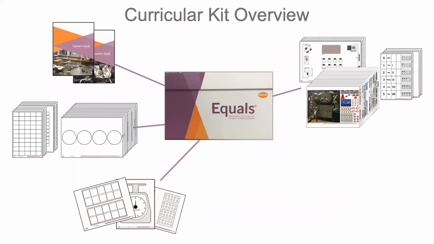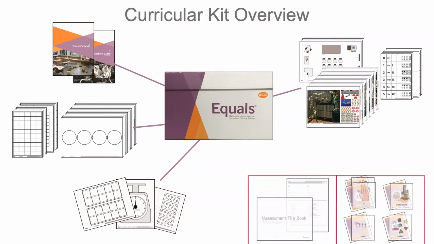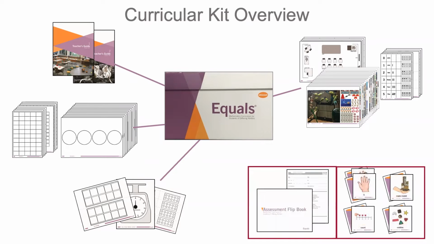The large Equals Content Kit box holds 5 teacher's guides with 2 chapters in each book, and the materials you see here: work mats, student tools, and posters. In addition, there are 2 separate boxes, one housing the Equals assessment and related materials, and another housing the card set.